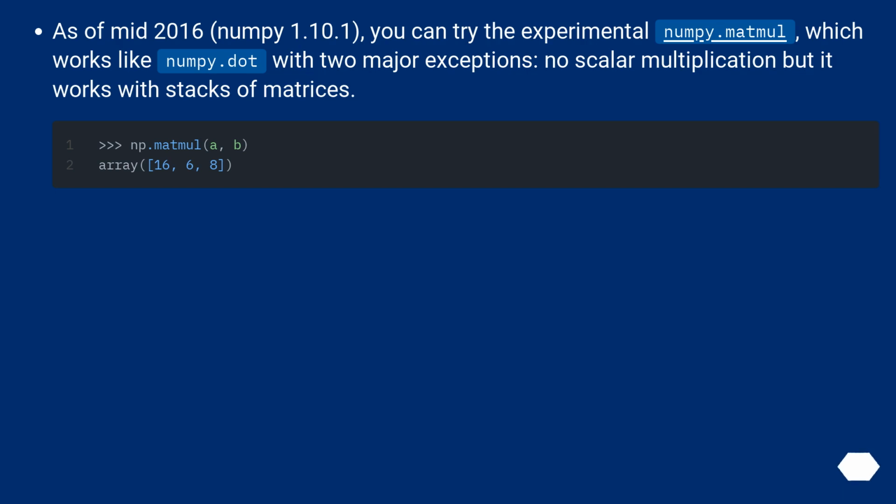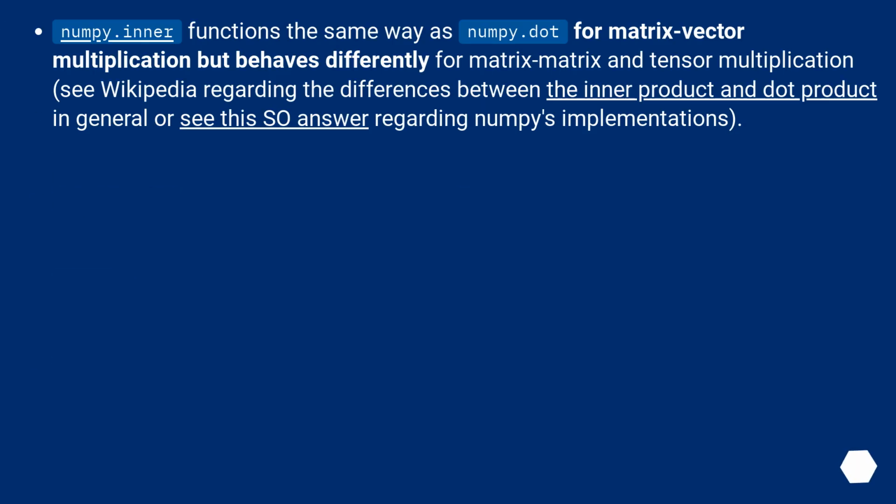As of mid-2016, NumPy 1.10.1, you can try the experimental numpy.matmul, which works like numpy.dot with two major exceptions: no scalar multiplication, but it works with stacks of matrices. numpy.inner functions the same way as numpy.dot for matrix vector multiplication but behaves differently for matrix and tensor multiplication. See Wikipedia regarding the differences between the inner product and dot product in general, or see this Stack Overflow answer regarding NumPy's implementations.